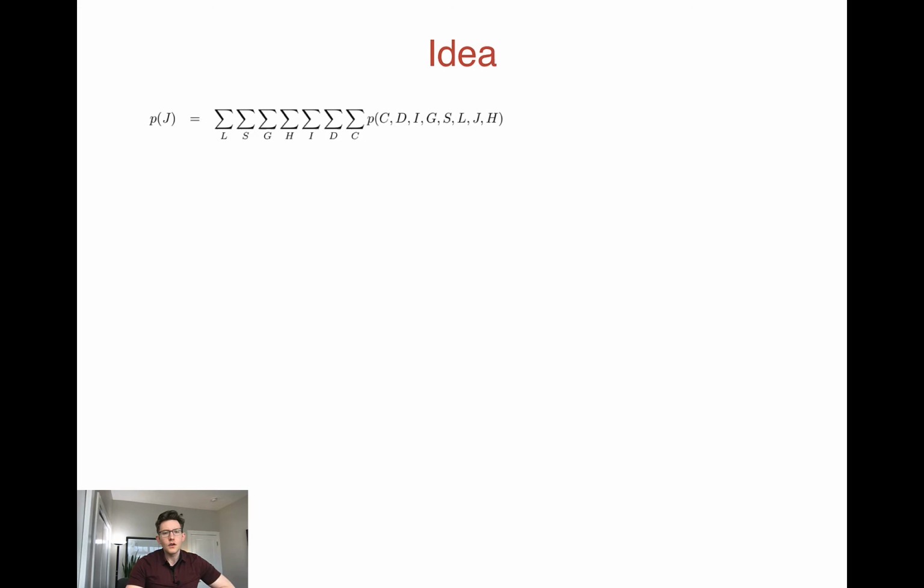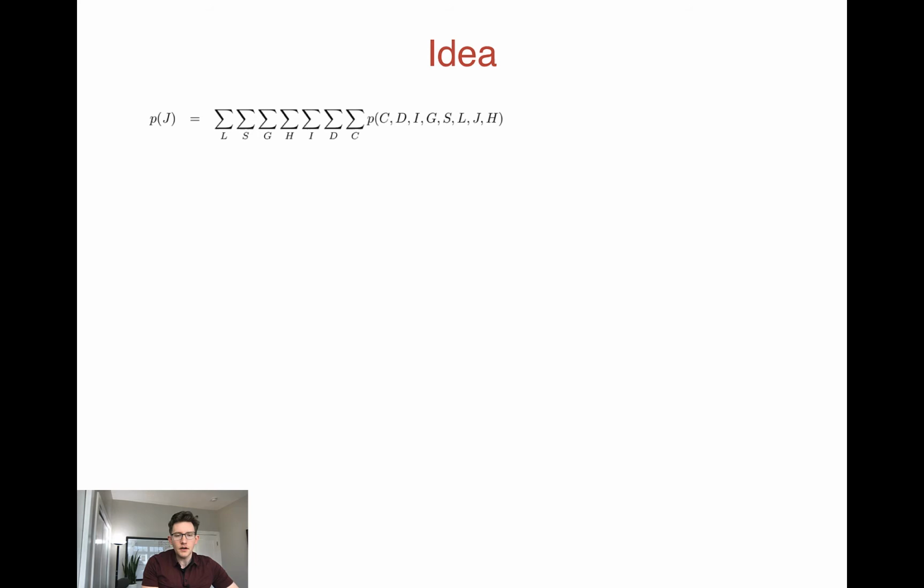Let's imagine we want to do probabilistic inference on this model. Suppose in particular we want to compute the probability of J. Now, to do that, we have to sum out all the variables we don't care about, which in this case is everything other than J. So to compute this probability, we need to get this big expression here.